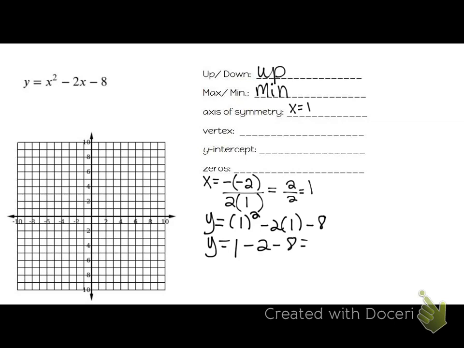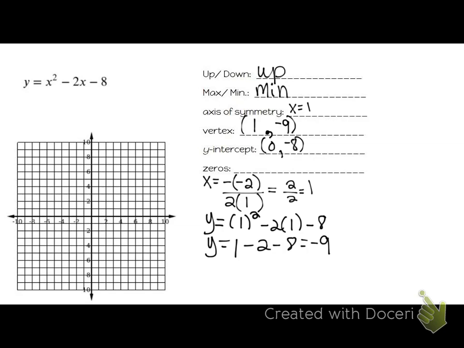So then we simplify that. 1 minus 2 minus 8 is going to equal -9. All right, so my vertex is what? What's my vertex? 1, negative 9. Perfect. My y-intercept?